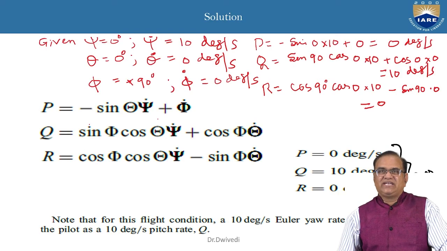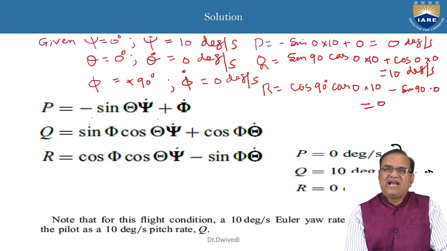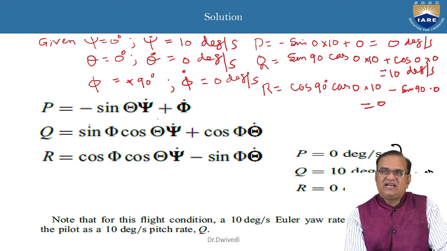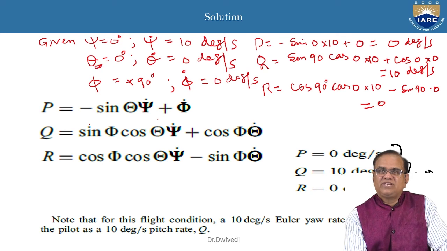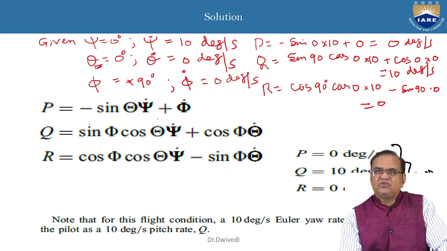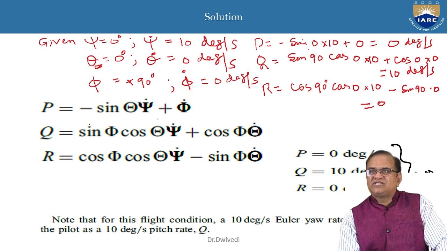So roll rate P is equal to minus sine theta psi dot. Here P is equal to minus sine theta, which is 0, into psi dot equal to 10, plus phi dot equal to 0. So sine 0 is 0, and you get 0.